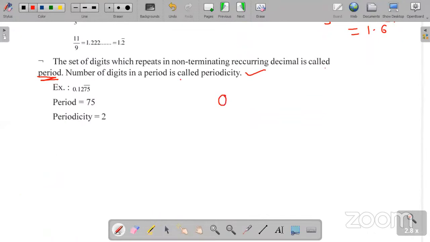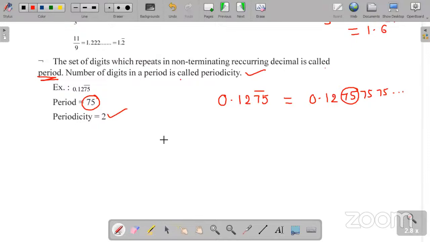For example, 0.1275 bar. Actually, this means 0.12757575 and so on. This is a non-terminating recurring decimal. So in this one, the 75 is called period. So here in 75, how many digits are there? 2 digits. So its periodicity is 2.